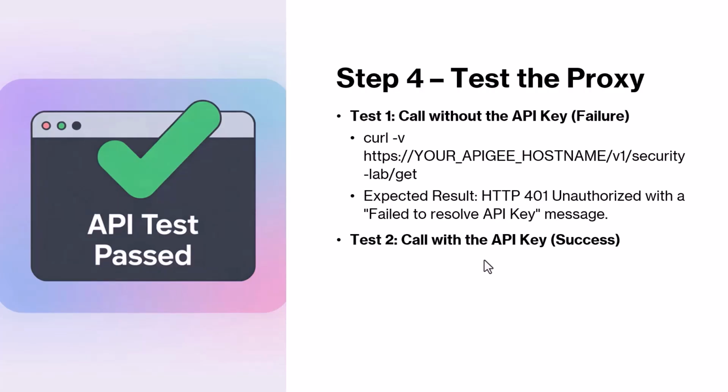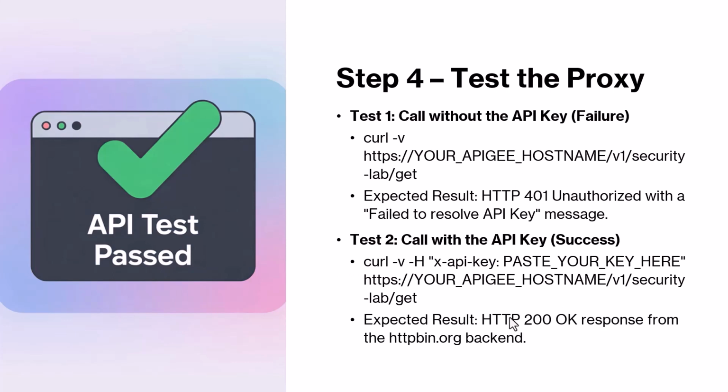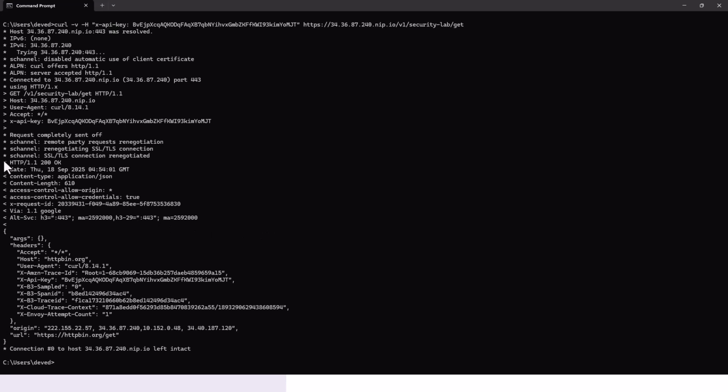Test the call with the API key, which should be a success. This will be slightly modified. Curl again, verbose. This is the header X-API-Key. Now paste your API key here and the Apigee hostname with the full URL there. It is the same as in the first case, this URL part, and you should get an expected result of 200 OK response. So let's go back to our command prompt and see the result ourselves. I have executed this command, and you can see here HTTP 1.1 200 OK. All right, so it's a success, and this confirms our entire security flow is working perfectly.